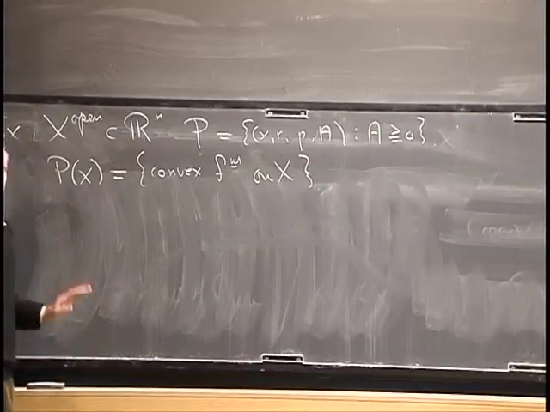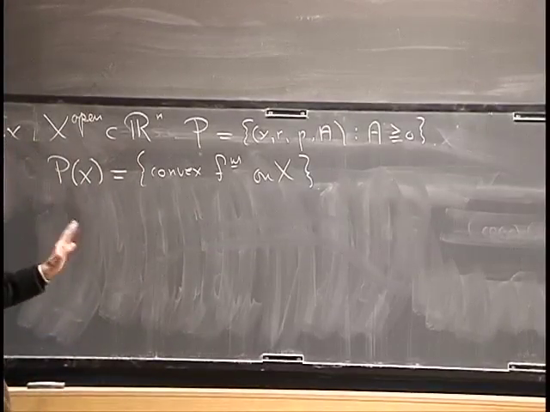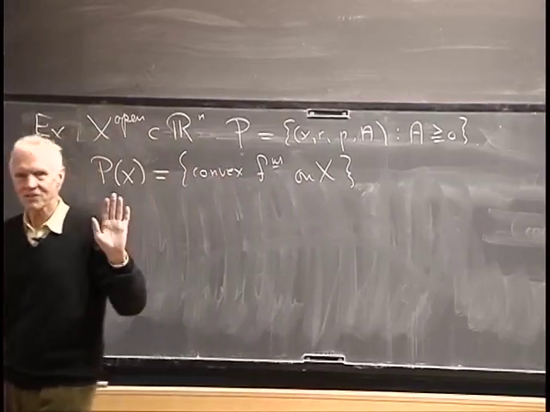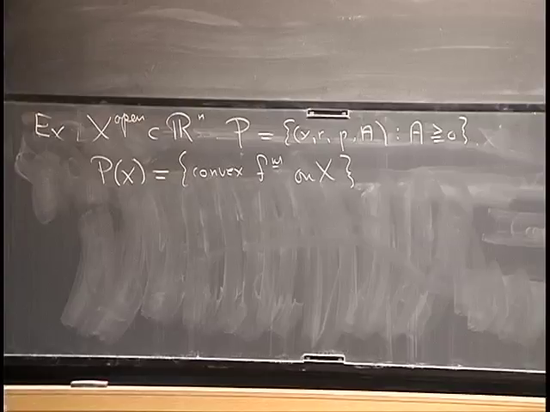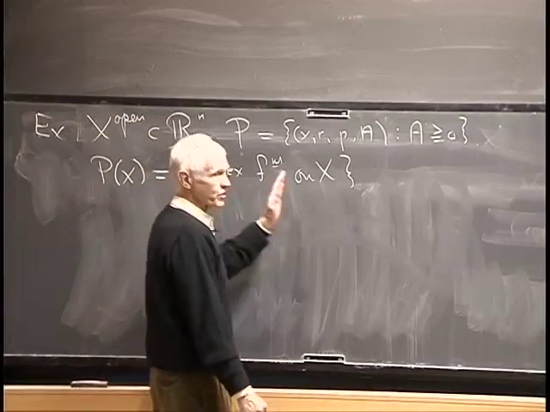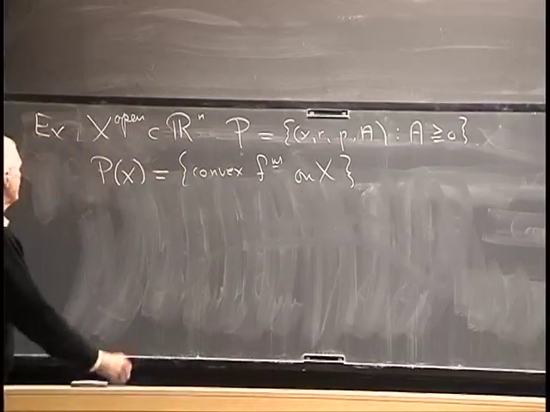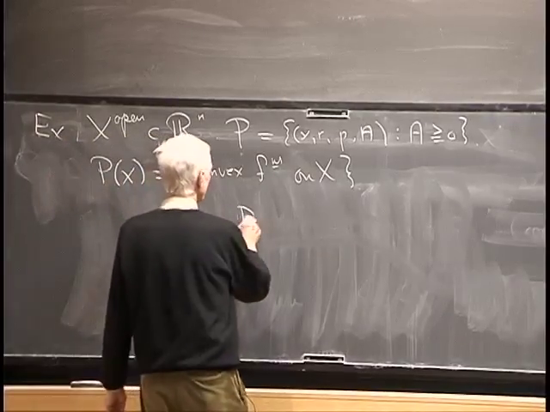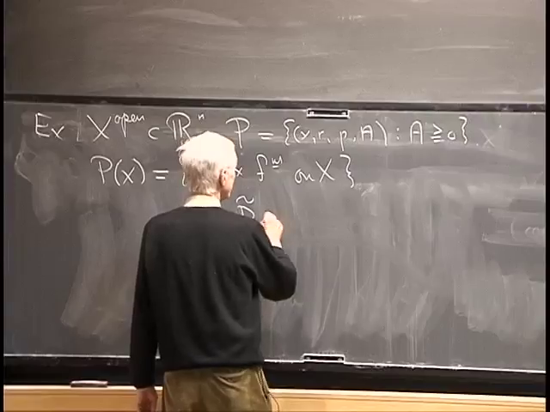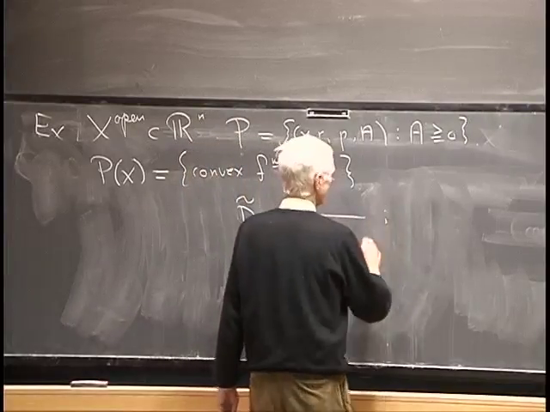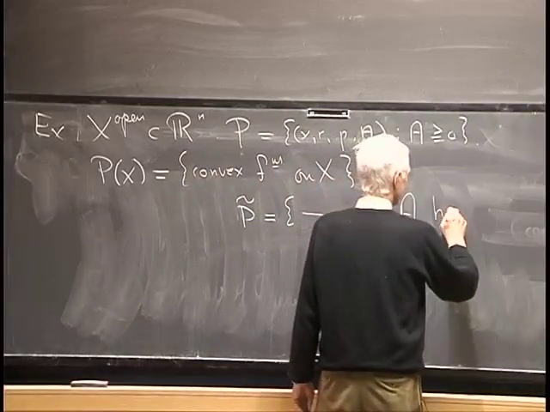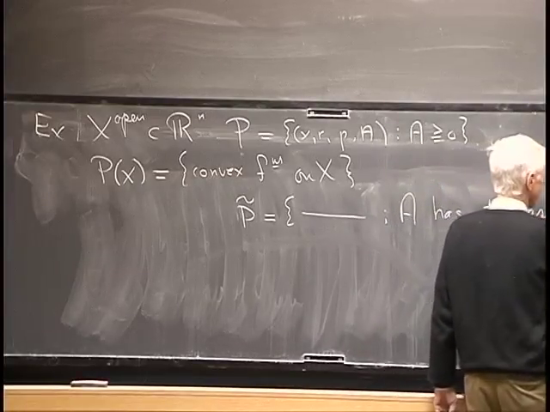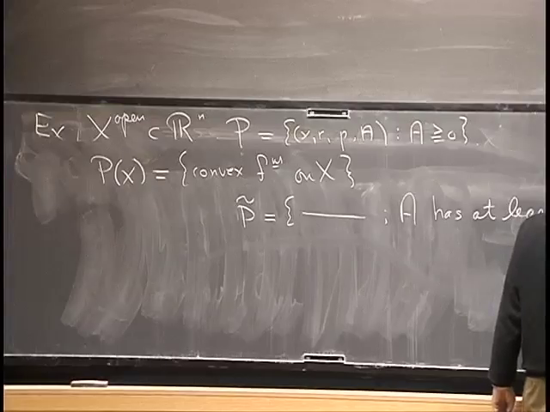So this is a nice fact. Now, when I say convex, I mean the usual synthetic notion of convex, about 15 million definitions of convex functions, right? One of them is certainly that its restriction to every line is convex. Okay, so now, what is the dual? Well, if you take the dual, then this is equal to the set of things such that A has at least one eigenvalue greater than or equal to 0.